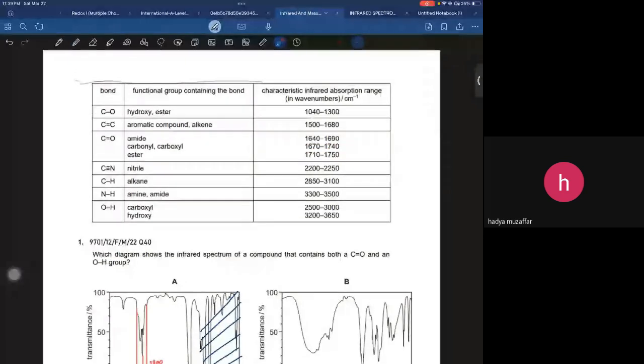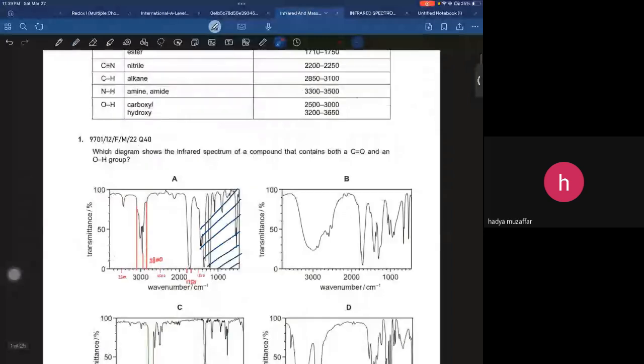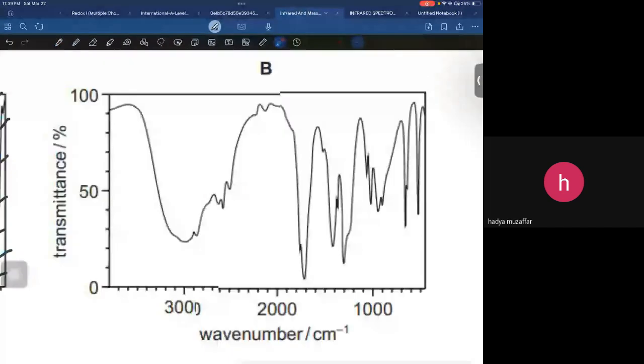But 2000 is due to this peak. This is the carbon and hydrogen peak. So this compound contains only carbonyl, not OH. I need the peak at this position for OH, for a hydroxy compound. So then let me check B.